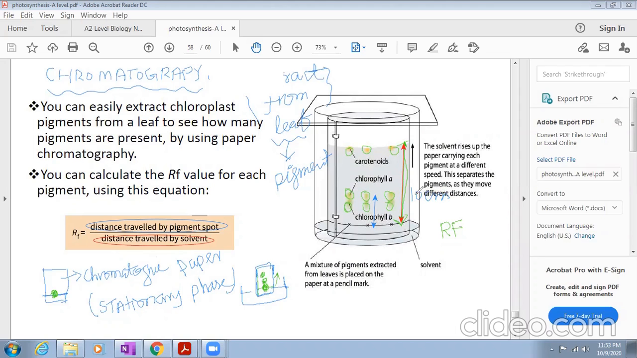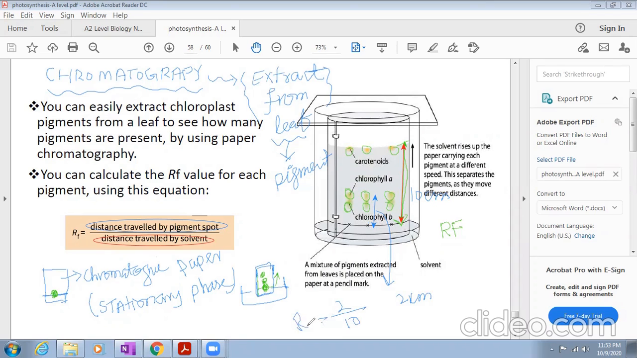Okay, for example, for chlorophyll A, the distance traveled is 2 centimeters. This is just an example. So the RF value for chlorophyll A will be 2 divided by 10. Am I clear?